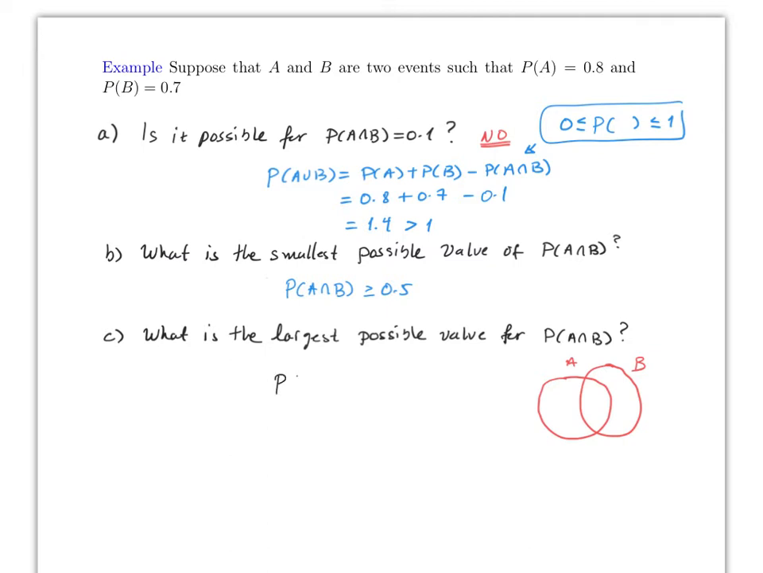So that implies that the biggest this could be is 0.7. So it has to be less than or equal to the probability of B, which is equal to 0.7. So clearly the biggest the intersection can be is 0.7. So if I ask you, is it possible for the intersection to be, let's say, 0.75, the answer automatically should be no.